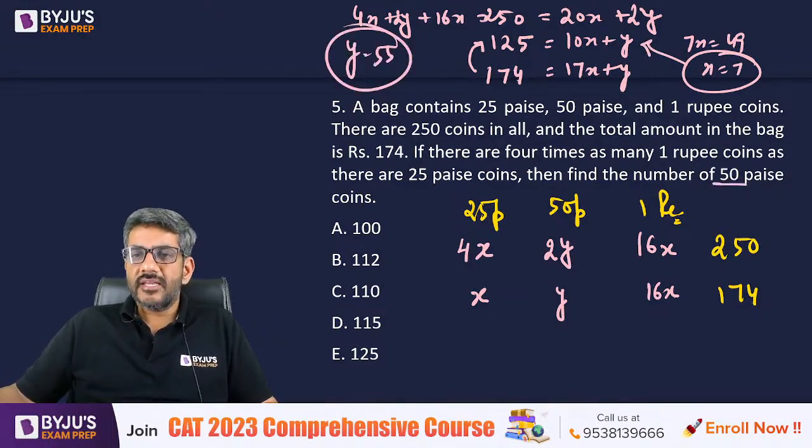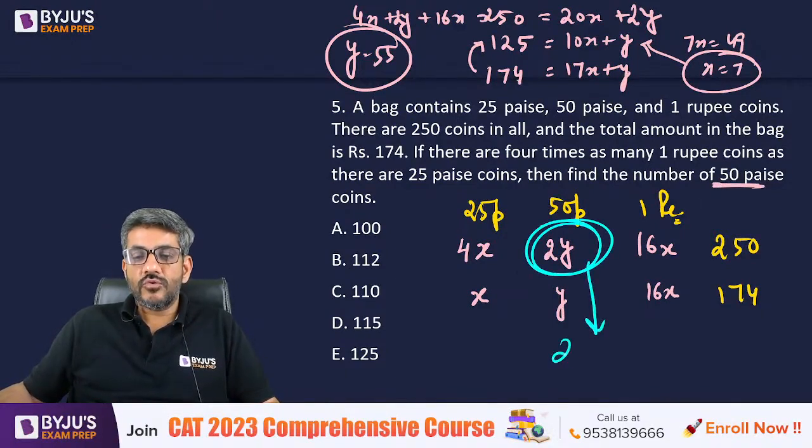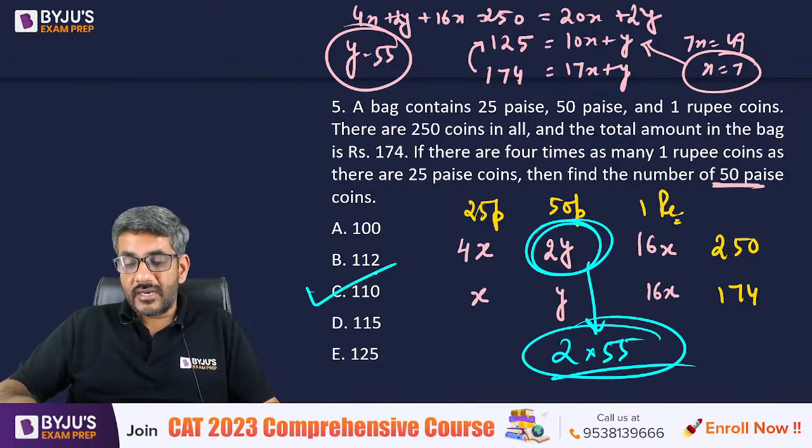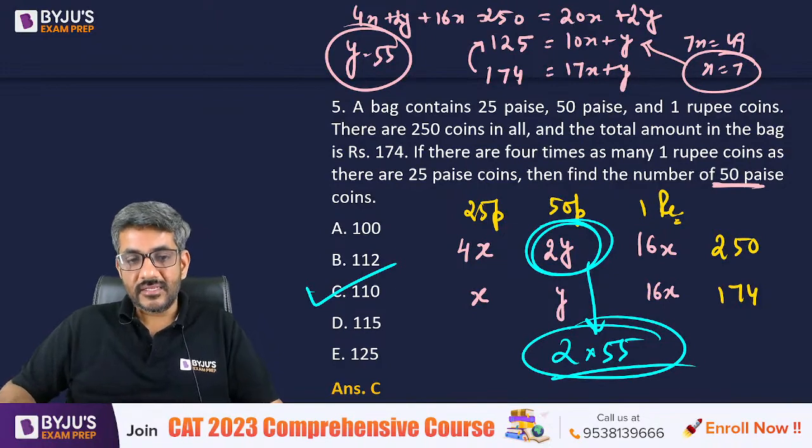Question आपसे पूछ रहा है find the number of 50 पैसा coins. The number of 50 paisa coins is 2y, y is 55, so the total number of coins is 110. So option C is the right answer for this question.